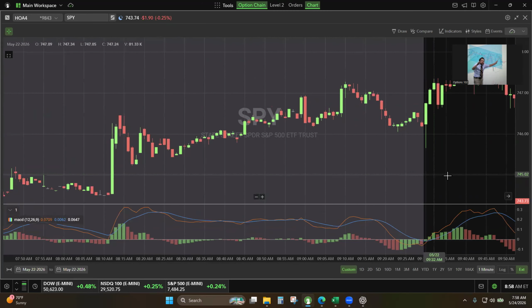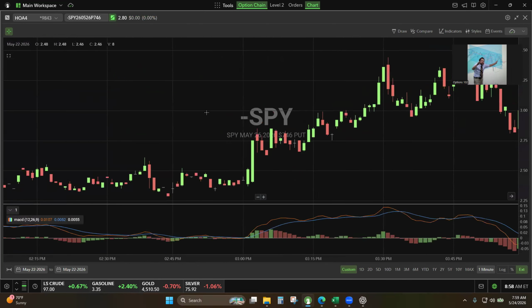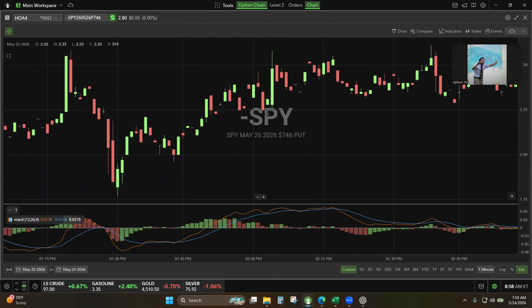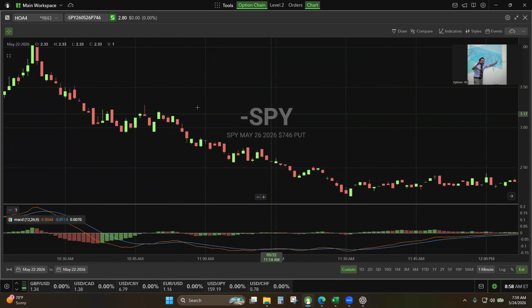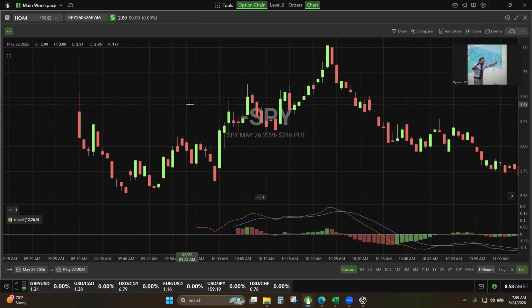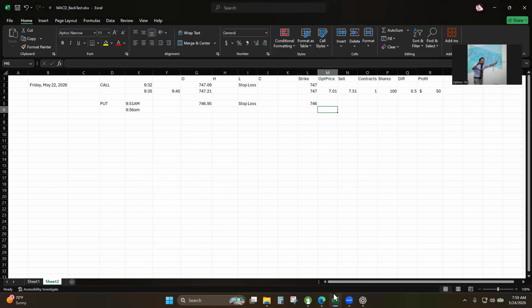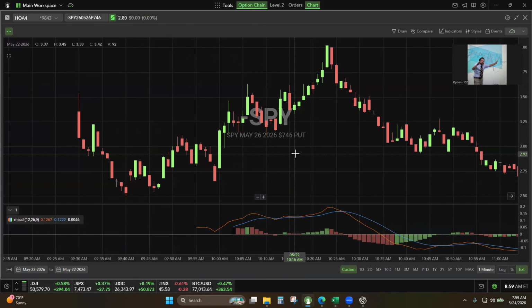Scroll, I'm going to zoom in here. Here is 746 puts. I'm going to get in at 9:56 at a price, let's just say on the open of $3.02. Okay. And getting out at 10:27 when the crossover happens on the stock.